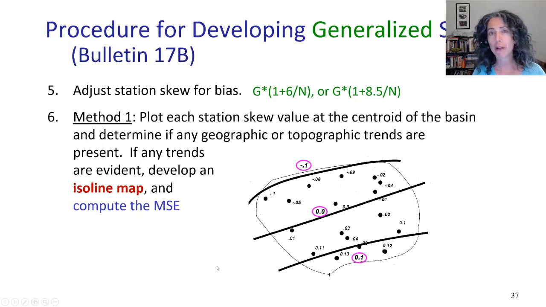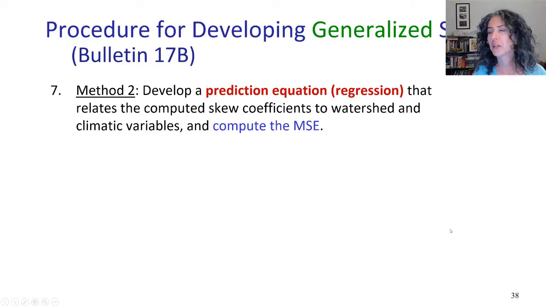The mean square error in this estimate is going to be the computed value of skew that's plotted compared to the value of skew you would get by interpolating between your isolines. That would be the difference, and those differences would be squared and averaged. The second method was developing prediction equations, doing regression with watershed characteristics and climatic variables as the independent variables and the computed skew as the dependent variable, and develop a regression equation.